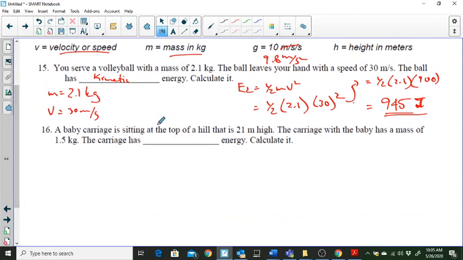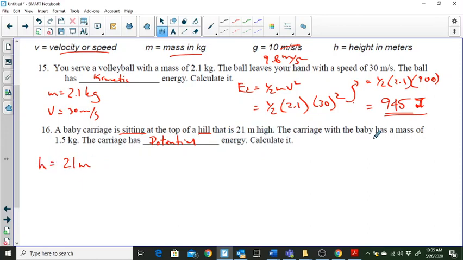Here's our second question. A baby carriage is sitting at the top of a hill that's 21 meters high. The carriage with the baby has a mass of 1.5 kilograms. The carriage has blank energy. Calculate it. Is it moving? No, not moving. It's at the top of a hill. So this has potential energy. Now we have to calculate it. We need to figure out what numbers we have. 21 meters. What does that represent? That's our height.